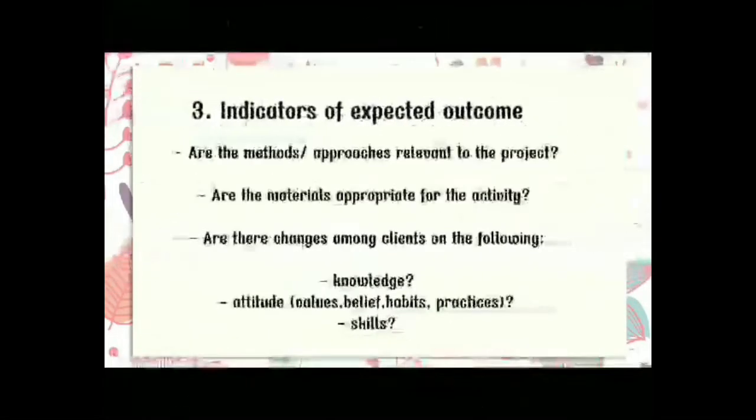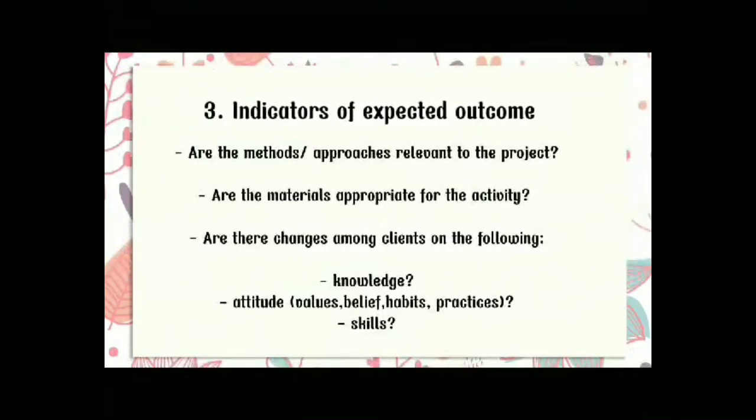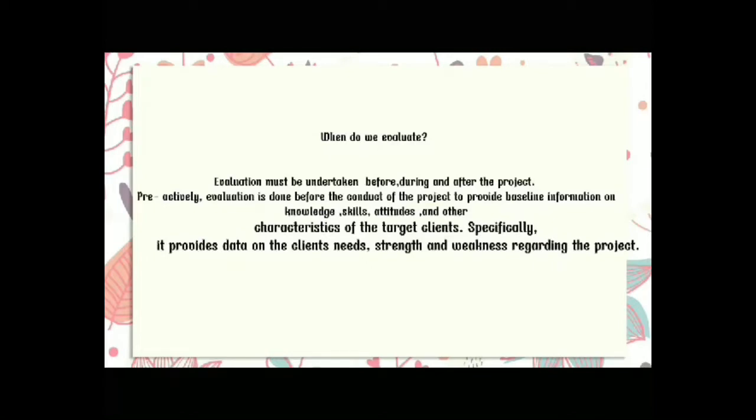The number 3 is indicators of expected outcome. Are the methods or approaches relevant to the project? Are the materials appropriate for the activity? Are there changes among clients on the following: knowledge, attitude, or values, belief, habits, practices? And the last is skills. When do we evaluate? Evaluation must be undertaken before, during, and after the project.